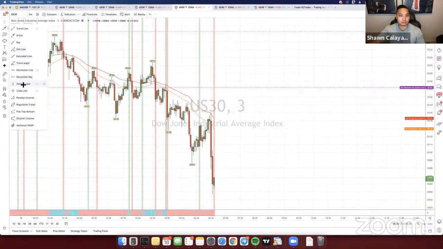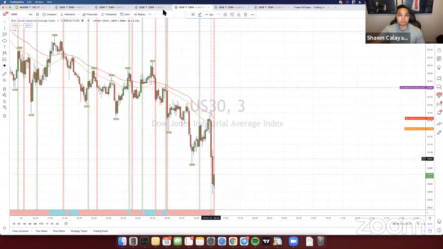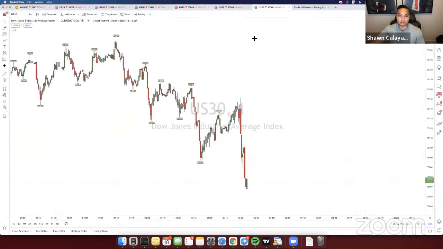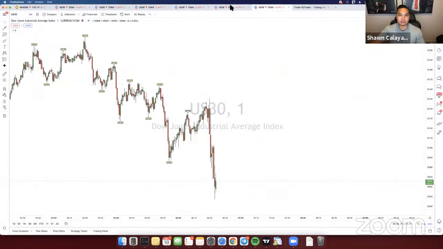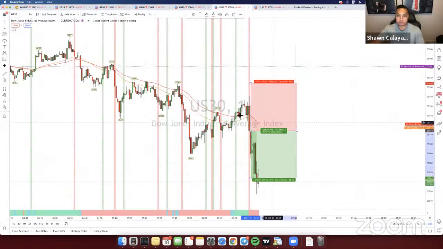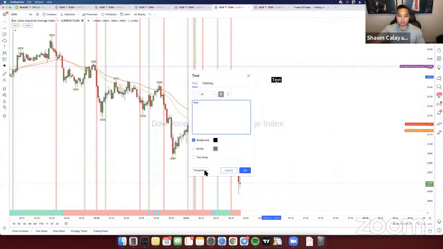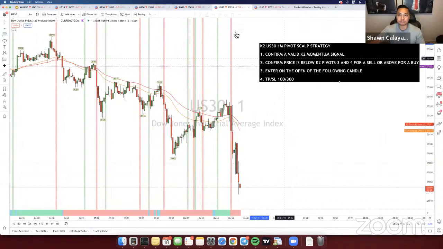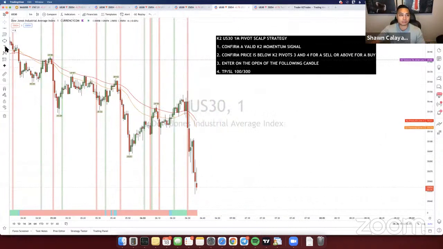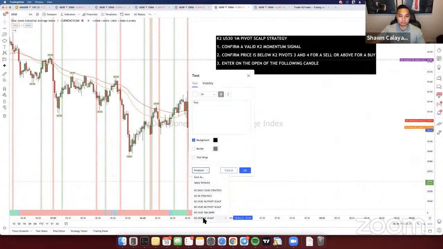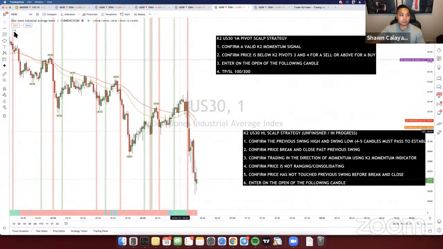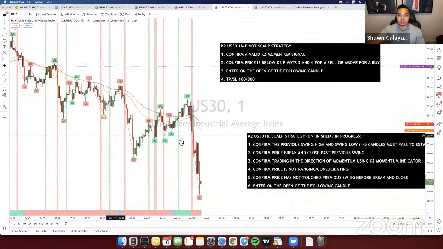On the 3 minute, I'm going to move this line right here. This would need to be a valid signal in order for us to enter for that strategy. So what I'm going to do here, guys, is put all the strategies up real quick so that you can follow along with whatever we're applying here. So here's a 1 minute pivot scalp. We also have the high low scalp right here. So we've got that going over here.